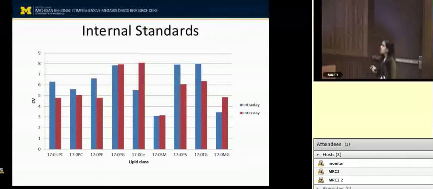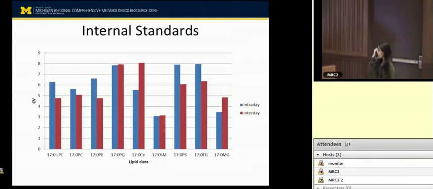Then the third type of QC samples are test pool samples, which are basically aliquots taken from each sample in that experiment, and a pool is created. We run this after every 10 or 15 runs to monitor the variations while we're running the samples.